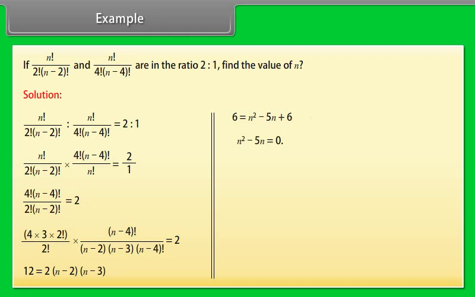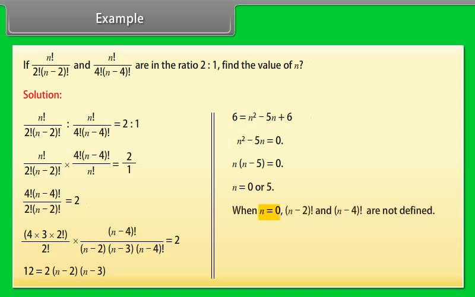n square minus 5n is equal to 0. n into (n minus 5) is equal to 0. n is equal to 0 or 5. When n is equal to 0, (n minus 2) factorial and (n minus 4) factorial are not defined. Rejecting n is equal to 0, we have n is equal to 5.